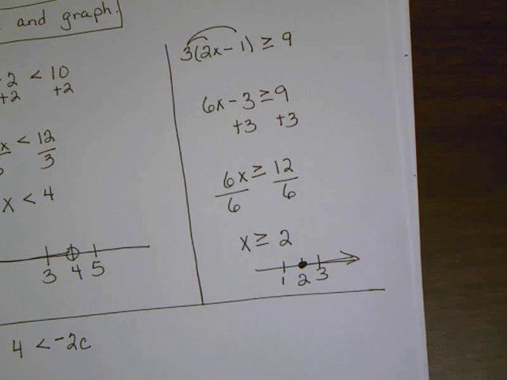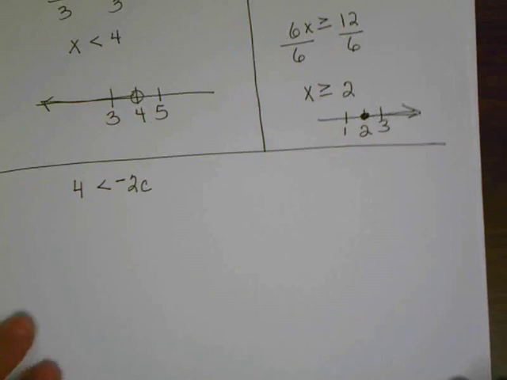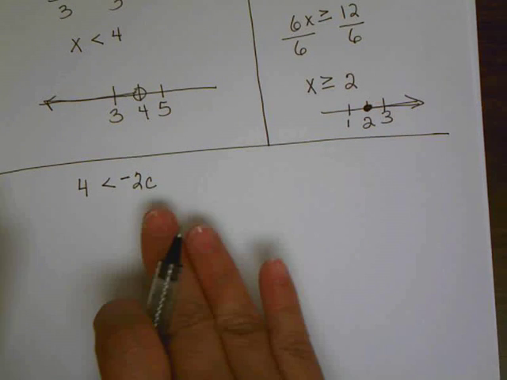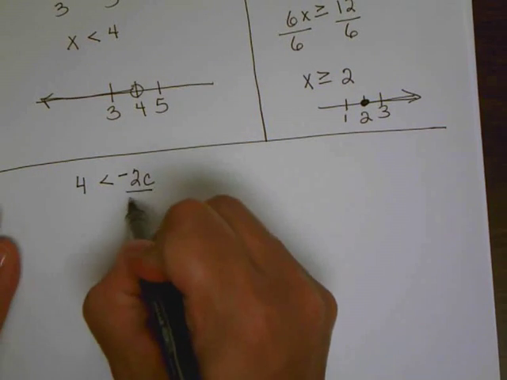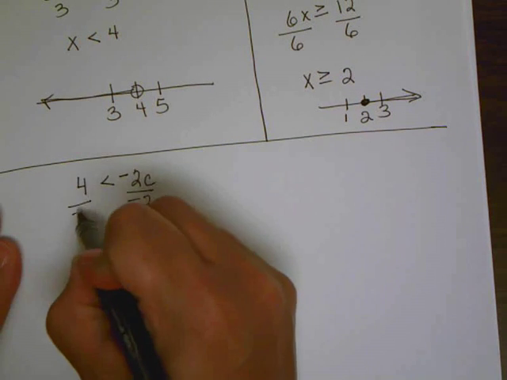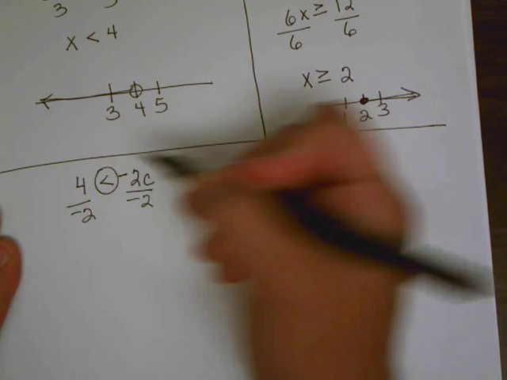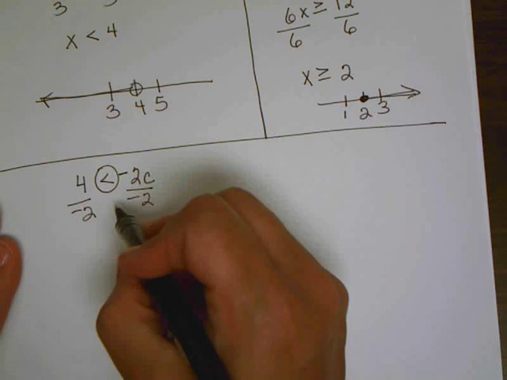So if I go to the number line, 2 is part of the solution set, and greater is to the right. This next problem, you do the same way. I want to get c by itself. Well, c is on the right-hand side. I'm going to go ahead and divide by -2.